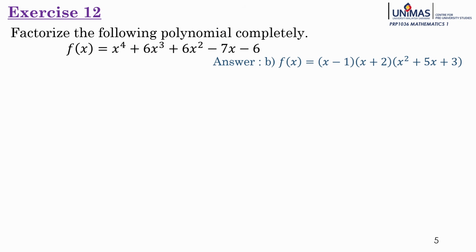Now let me show how to solve exercise 12. Factorize the following polynomial completely. Okay, so we are using trial and error and then long division. Like before, we have to consider the constant here. So that means trial and error.